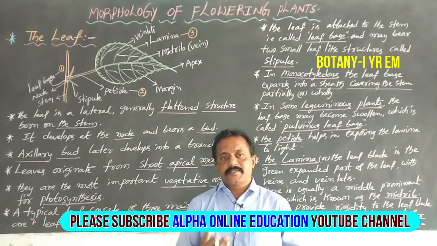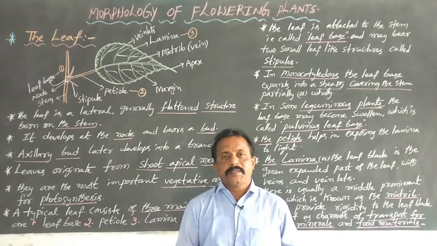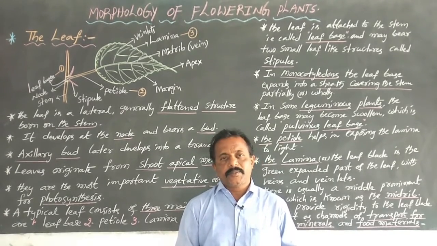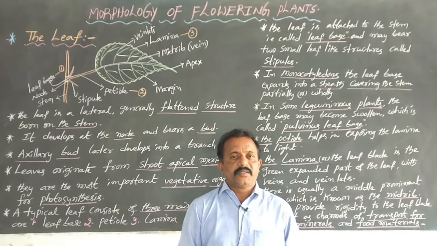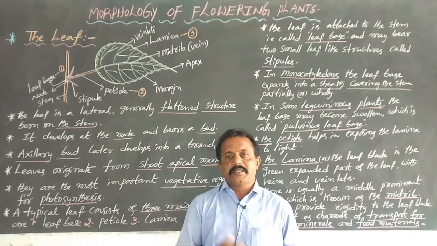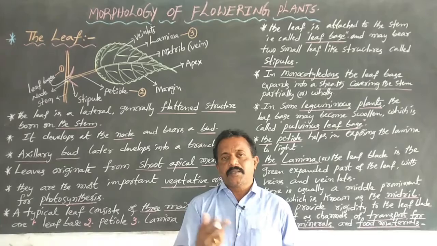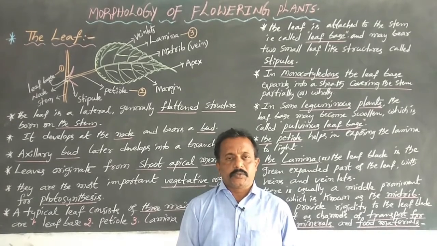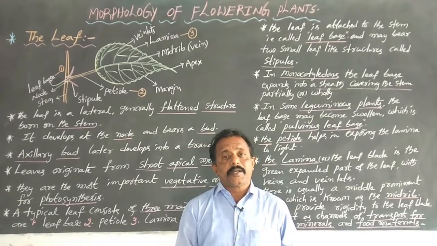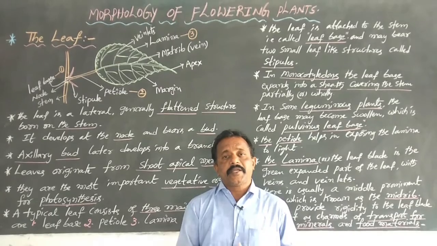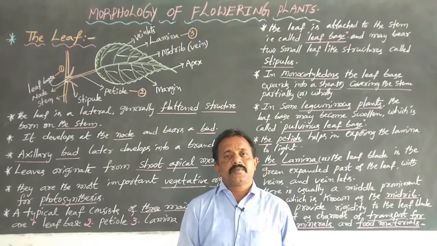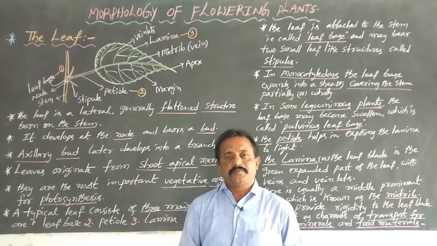In previous classes we discussed the root and the stem. Once again, what is the meaning of the root and what is the meaning of the stem? The root means the part of the plant body present below the soil, or underground. This root develops from the radicle of the embryo in a germinating seed. These roots always grow in positive geotropism.